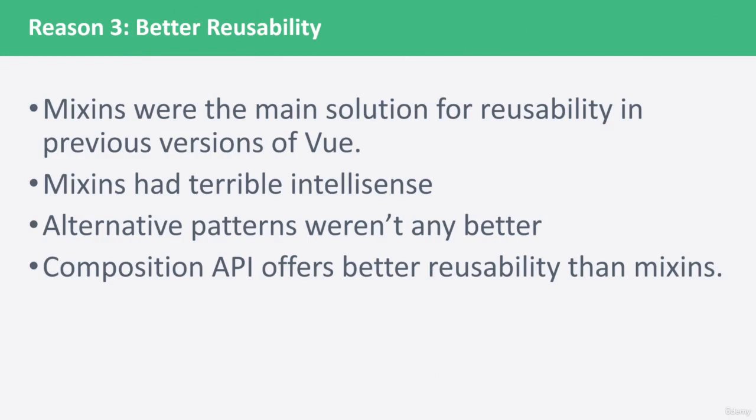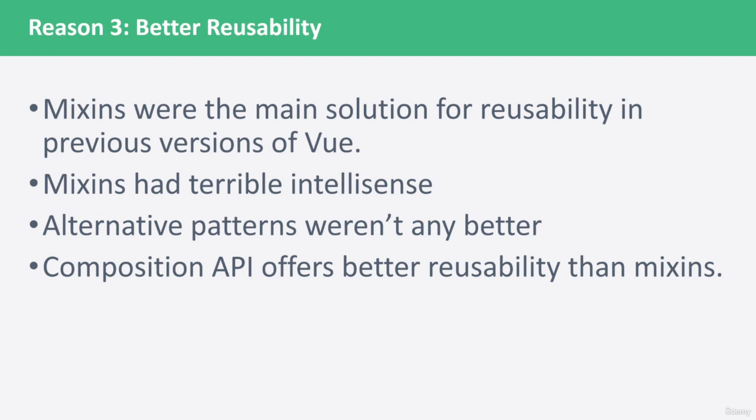The last reason is that it offers better reusability. This is probably the biggest reason to use the Composition API. Chances are you'll want to reuse some of the logic you've written. In previous versions of Vue, the only way you could reuse code was by using a feature called mixins. Mixins weren't that great. They didn't have great IntelliSense support. This meant you had to go back and forth between files to understand what was exposed to you. There were also problems with conflicting names between mixins and components. Lastly, there weren't better alternatives to mixins.